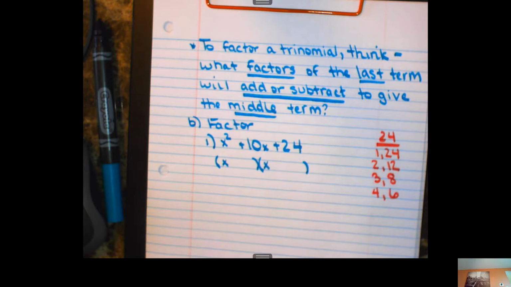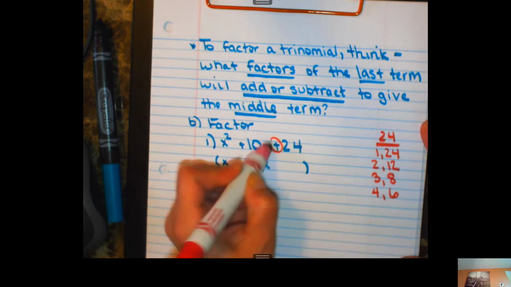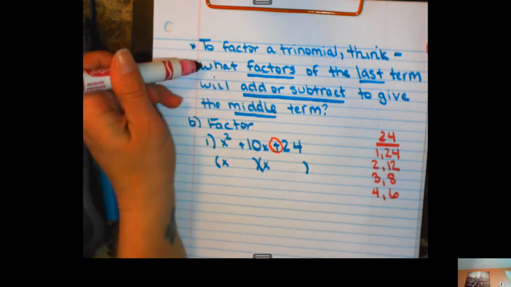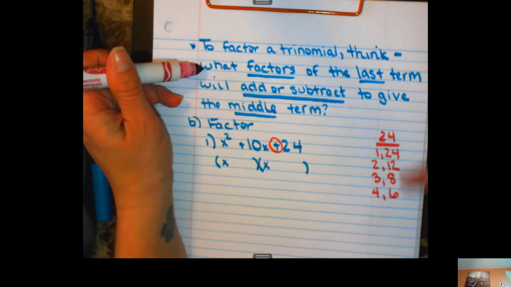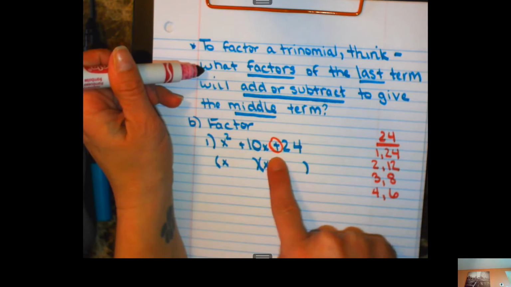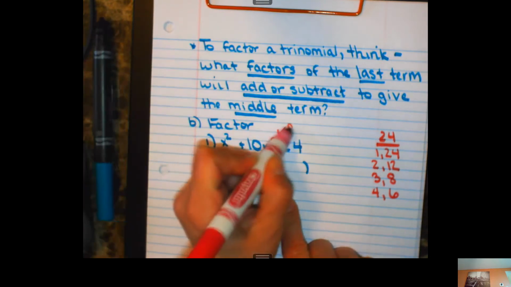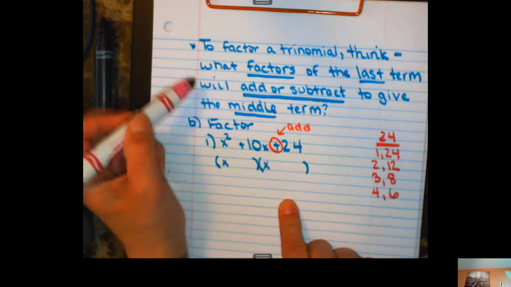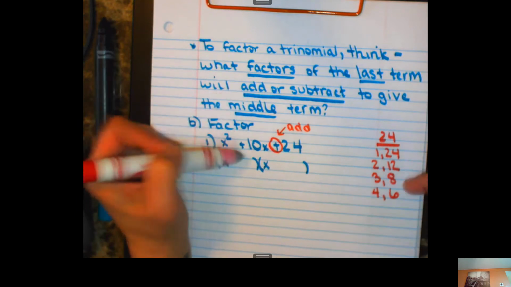So this is how we figure out which pair. We look at this sign. We're thinking here, what factors of the last term will add? Since we have this plus, that means we're adding. So I'm going to put a little plus here and write add. So we want to add to the middle number.